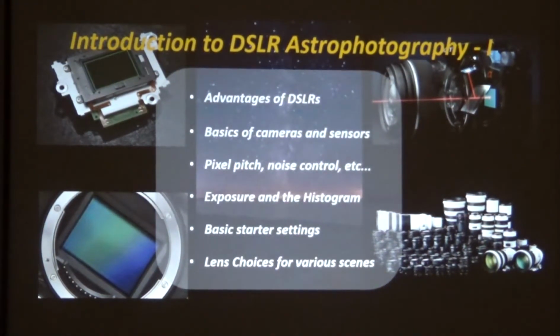We're going to talk a little bit about advantages of DSLRs over other types of imaging. A little bit of basics on the cameras and sensors, a little bit on pixels and so on. And then we'll talk a little bit about how to read a histogram and exposure, some basic starter settings, and I'll carry it forward onto next month as well when we start talking about actually doing tracking and lens choices for doing various types of photography, just to kind of give you an overview.